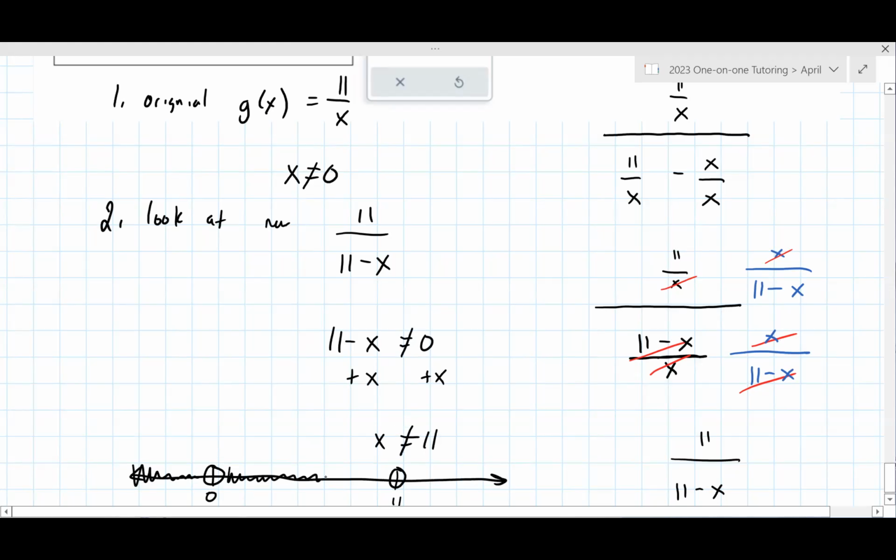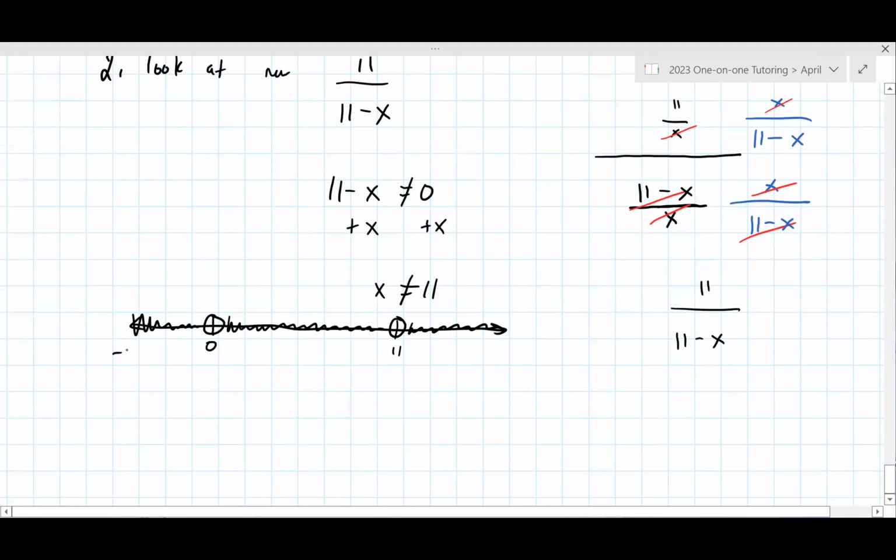Got it. So this one has a little more in terms of the interval notation. Negative infinity to 0, union 0 to 11, union 11 to infinity, like that. Got it. Okay, gotcha.